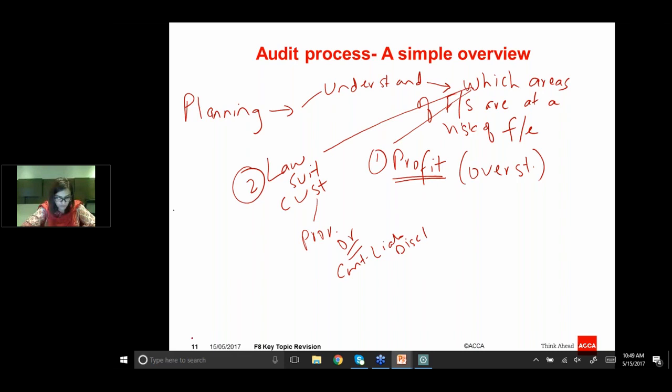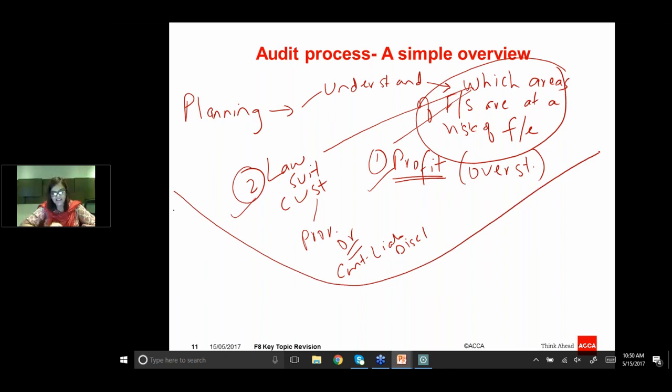As auditors, the first thing that you have to do is try and find out which areas of the financial statements have a greater chance of fraud or error. In any audit, that's the first stage of your work. At the end of this process, you think it's only these two: the profit figure, which actually covers everything, and then the provision or contingent liability disclosure. These are the areas which are at a risk of fraud or error. Once you have this list, the next thing I want you to do is work on the system of preparing financial statements.